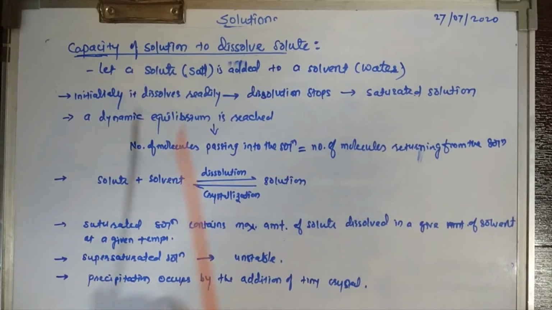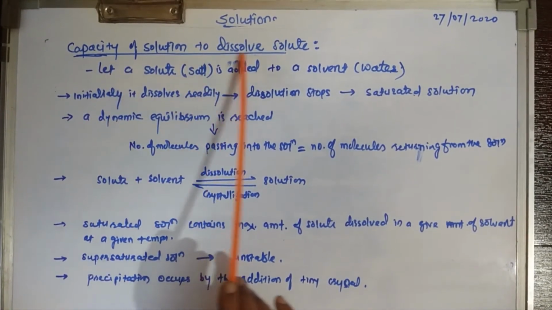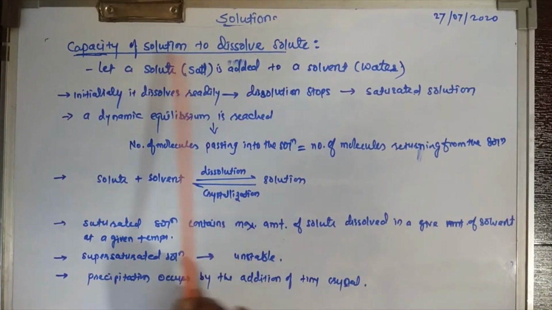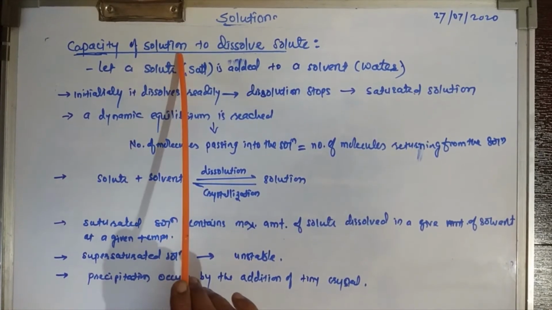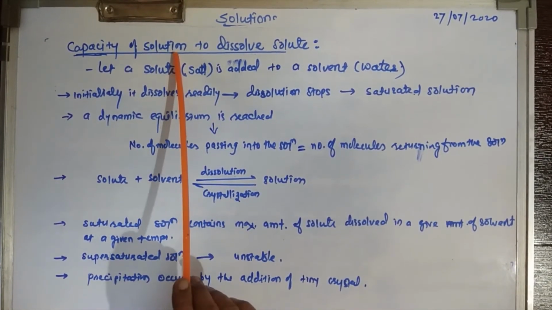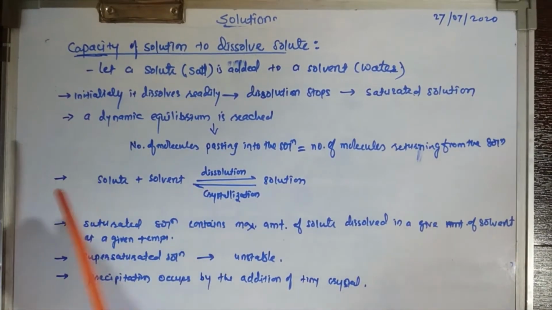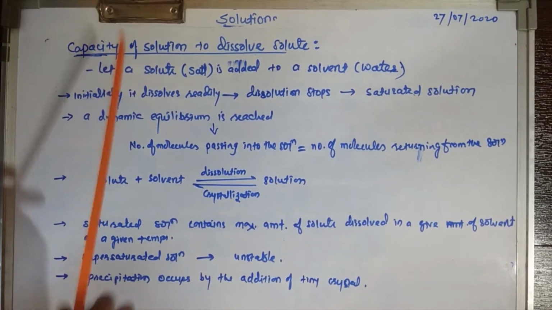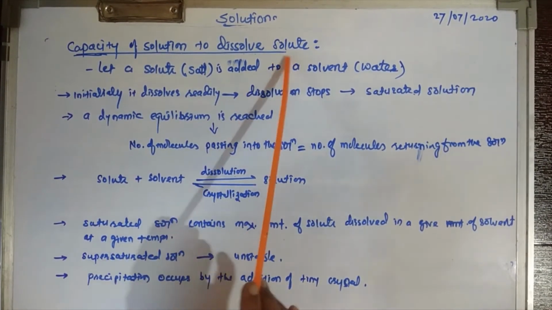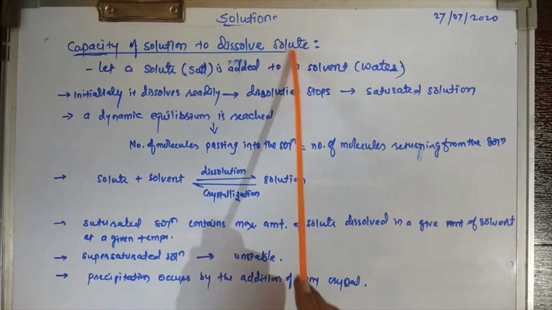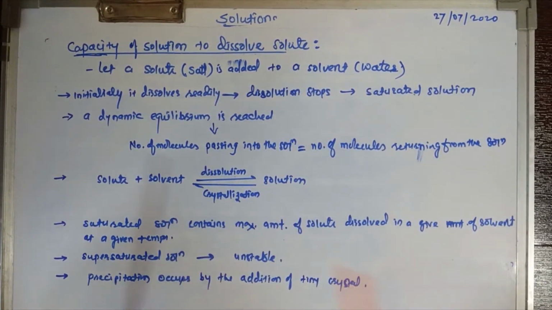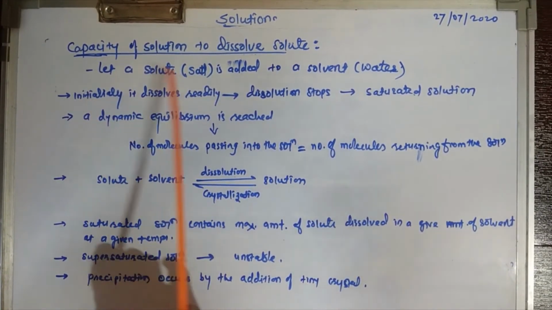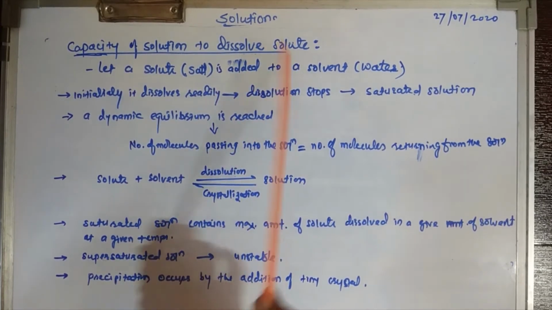Let us see the next point, that is the capacity of a solution to dissolve solute. What is a solution? It is a homogeneous mixture of two components. Now the solute is the component which is present in the lesser proportion. Let us say the capacity of a solution to dissolve solute.